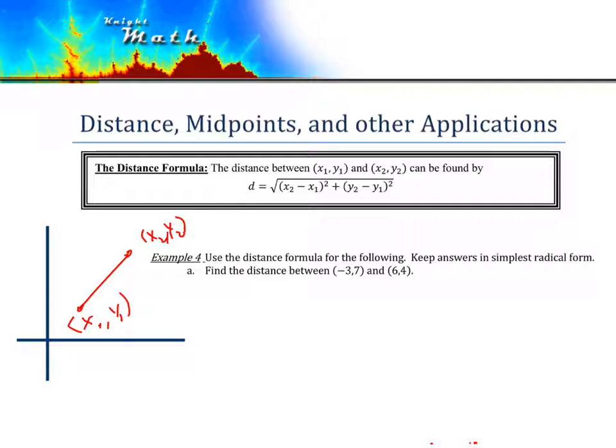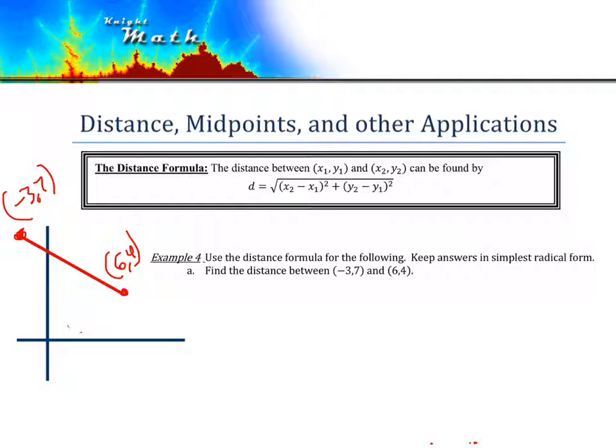So here's our question. We want to find the distance between these 2 points, and we want to keep it in simplest radical form. All right, so we have negative 3, 7, and 6, 4. Those are our points. Obviously, negative 3, 7 would be up here, and 6, 4 would be down here. So we got these points, something more like this. And now we could always draw a right triangle like this. That's a pretty bad right triangle. Let's try that again. Like this. Okay, so we could draw in some kind of right triangle. That's not much better, but we could use the Pythagorean theorem.